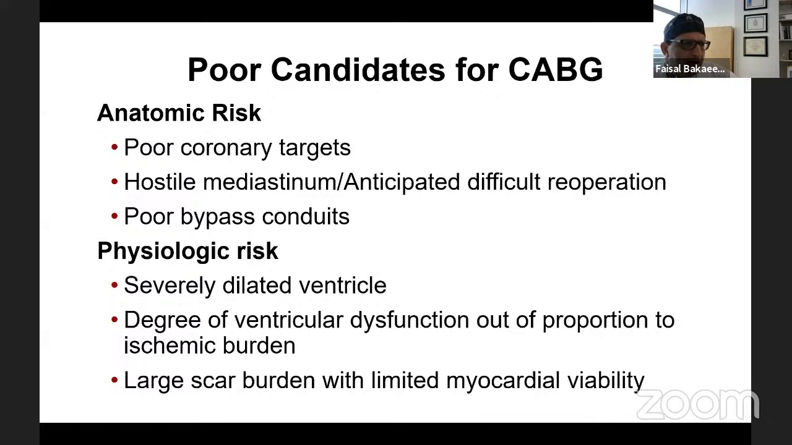And there's a physiologic risk of a severely dilated ventricle, or a degree of ventricular dysfunction disproportional to the ischemic burden. Maybe they have amyloidosis if their disease is not critical and they have such bad LVs and RVs. Maybe there's another infiltrative process that's affecting the heart. And we see that with amyloid and sarcoidosis.